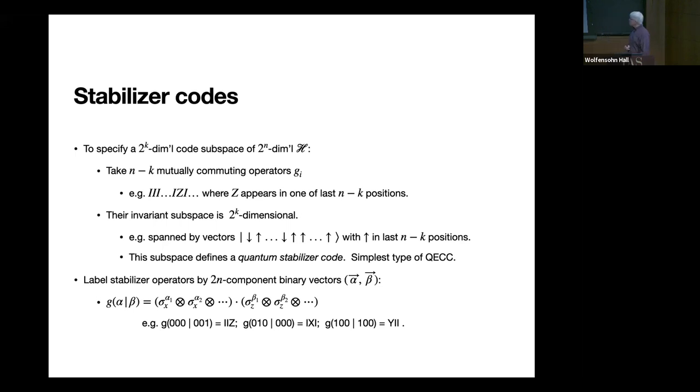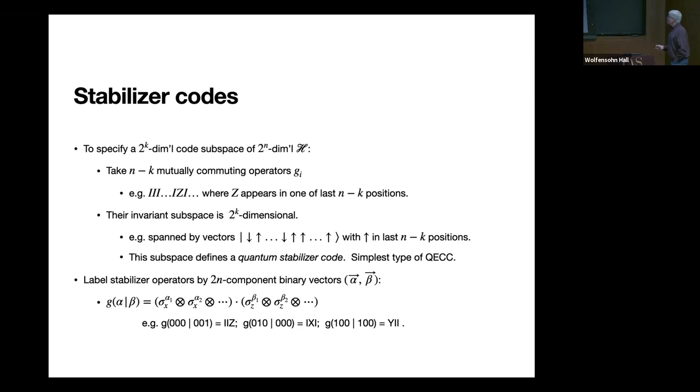And you can get more non-trivial examples by taking this picture and rotating it by a unitary rotation. But generally, any stabilizer is going to be some unitary rotation of this very simple picture.